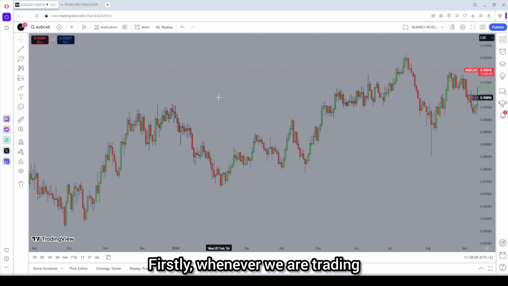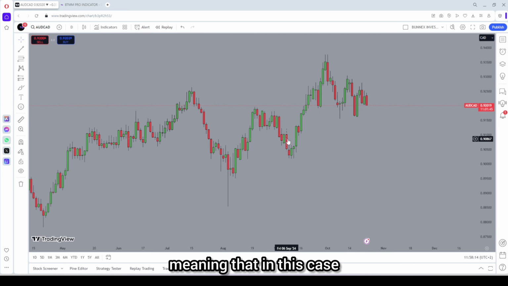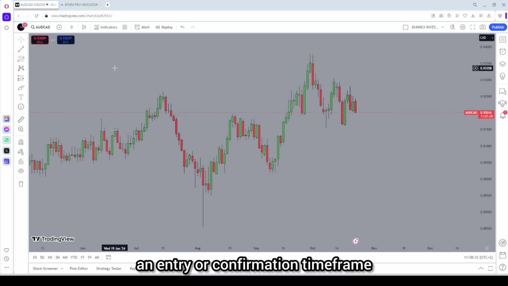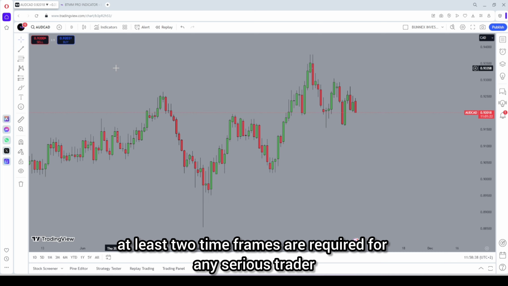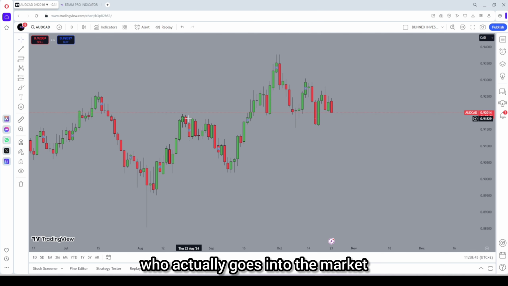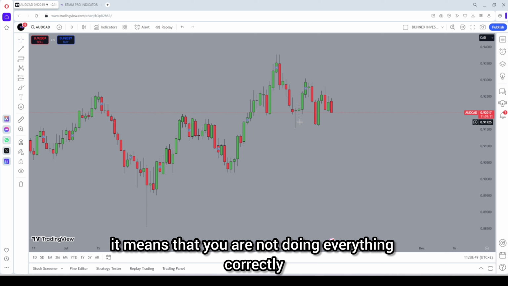Firstly, whenever we are trading, we need to have at least two time frames of observation, meaning that in this case we are observing this market. This is odd against card, and it is on the daily time frame. So the first time frame that we need is what we call a bias time frame, and then we need what we call an entry or confirmation time frame. So basically, at least two time frames are required for any serious trader. If you are someone who goes into the market on the daily time frame right away, it means that you are not doing everything correctly.